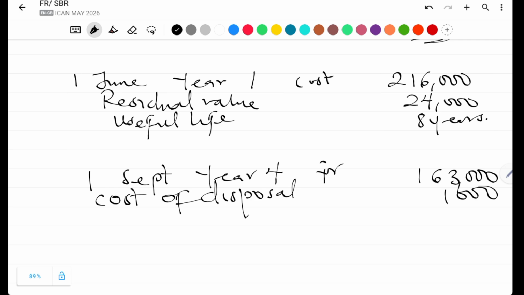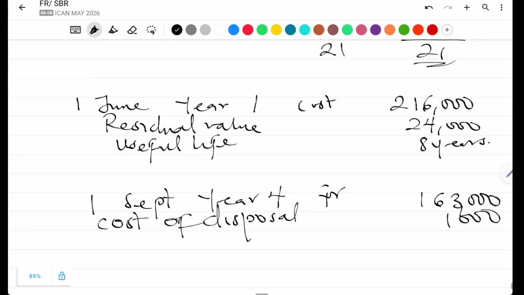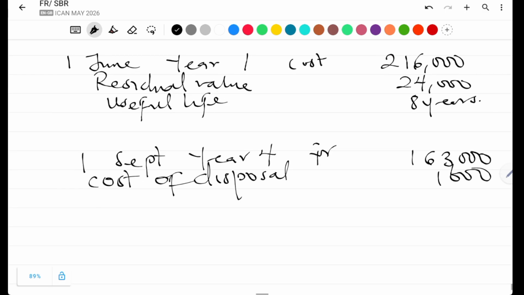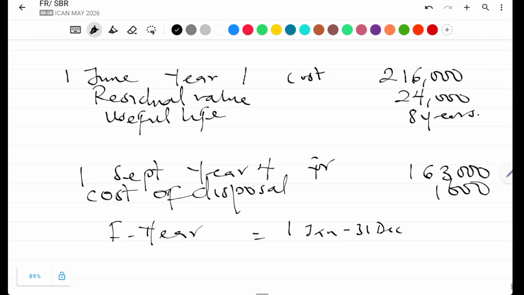So we need to be very careful because of the dates. The financial year of the business is from 1st of January to 31st of December. Aha. So you can see that the dates have to align.